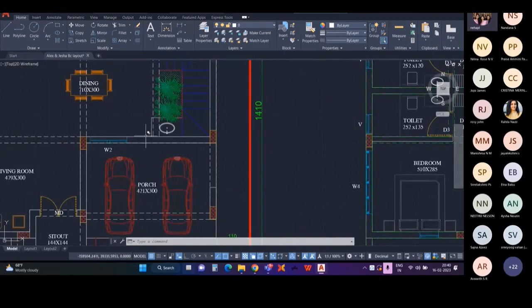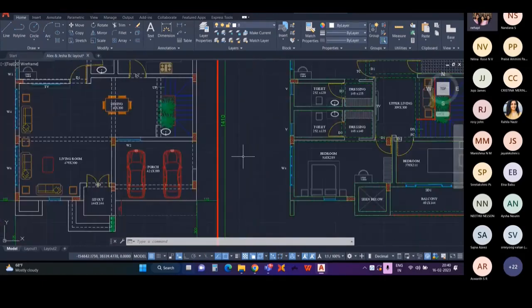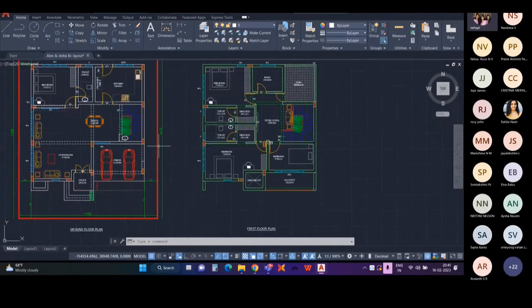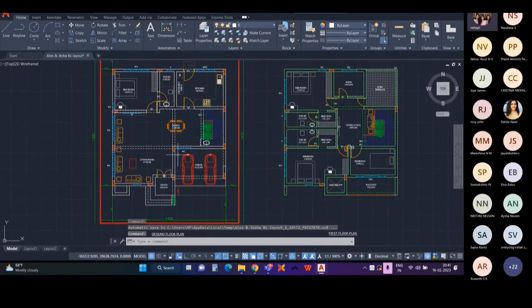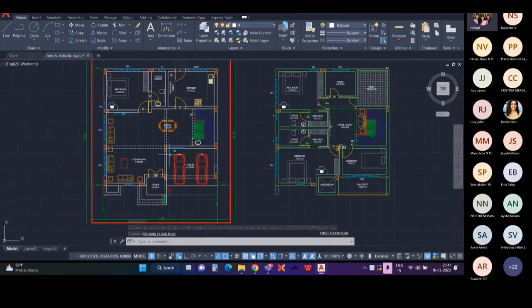Another idea is to provide a column at this portion. But when we look into it, providing a column at this portion makes this distance smaller, but from this column to this column, the distance will be more. So providing a column at that portion is also not a good idea, but we need a column here too. So we can do one idea.